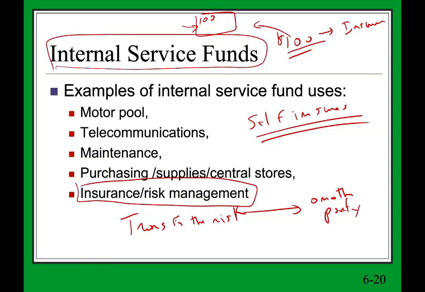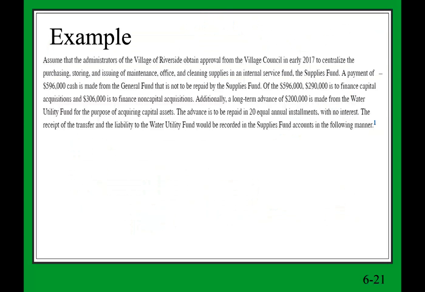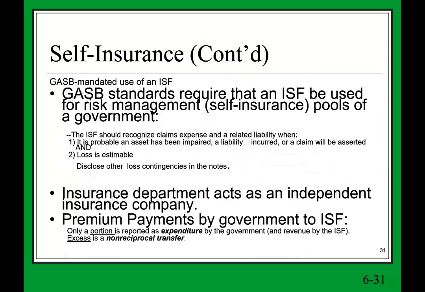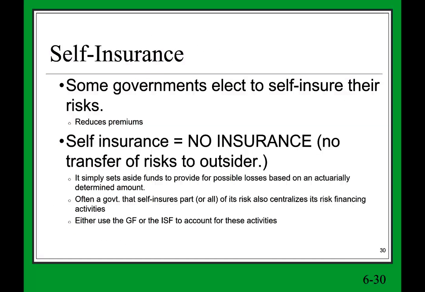Now, in theory, self-insurance is not really insurance, because the idea of insurance is that you have transferred the risk. There is no risk transferred here. So some governments elect to self-insure themselves. And why do they do so? You might be asking, why don't they just buy insurance? They think they can reduce the premium. Simply put, they can reduce their expenses. The premium is what you pay for insurance. Your payment to the insurance company is reduced. That's the idea of the reduction. But remember, self-insurance is no insurance because there is no transfer of risk to an outsider.